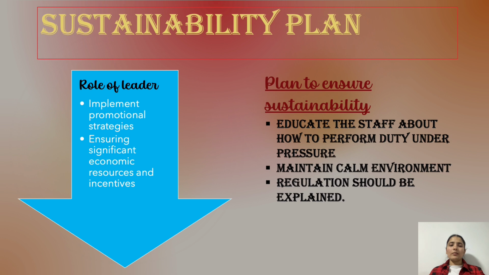Plans to ensure sustainability: leaders should educate the staff about how to perform their duty when they are under pressure, when they are short of staff, and how to deal with those times. Second, staff members should be educated on how to work in cooperation and how to make a calm environment. Third, regulations should be explained to all the staff members, such as the promotional policies, benefit plans and the policies of the hospital or the organization.